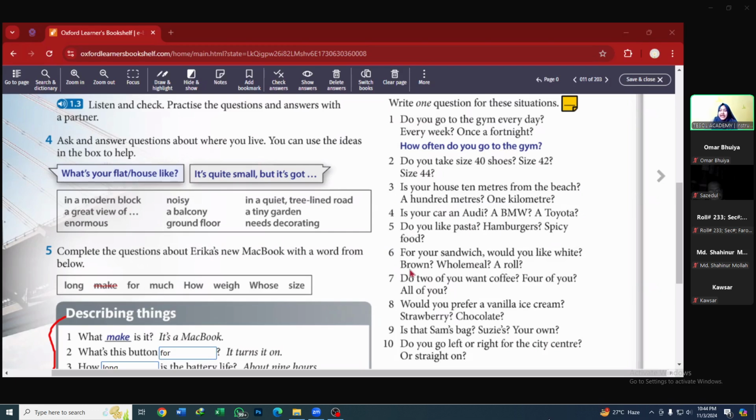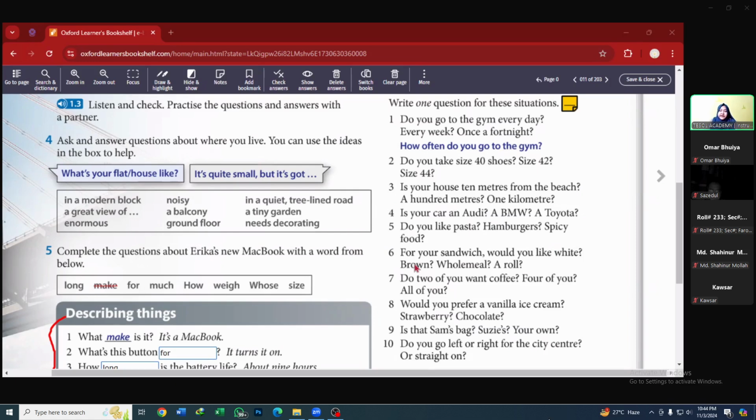Okay, next is number 5. Do you like pasta, hamburgers, spicy food? Mr. Kausar, is your internet fine now? Can you answer? What kind of food do you like? Very good, Mr. Kausar. Well done. So number 5 is, what kind of food do you like?